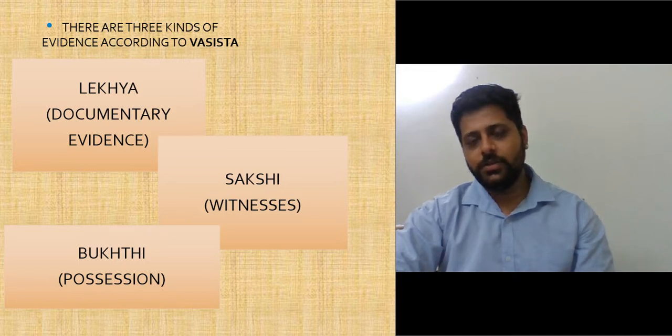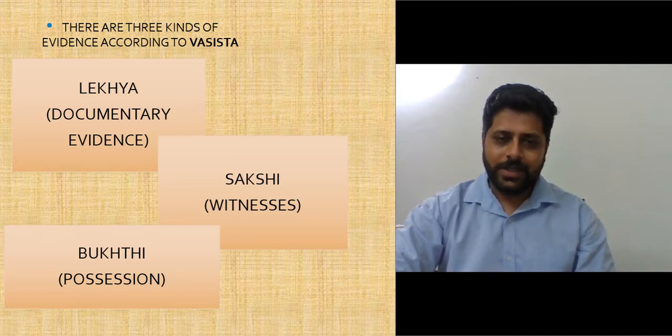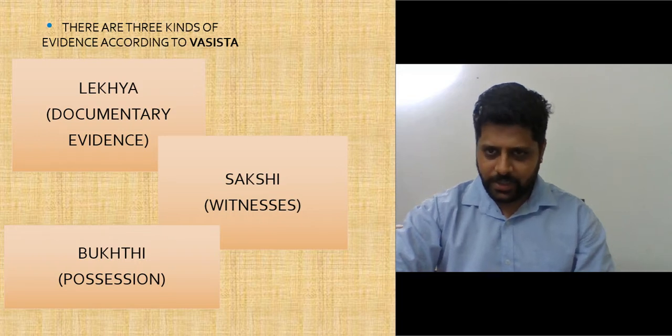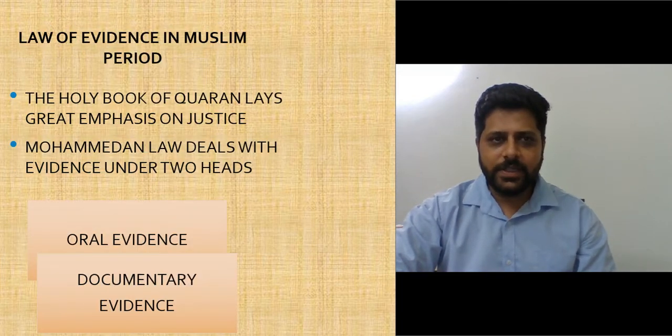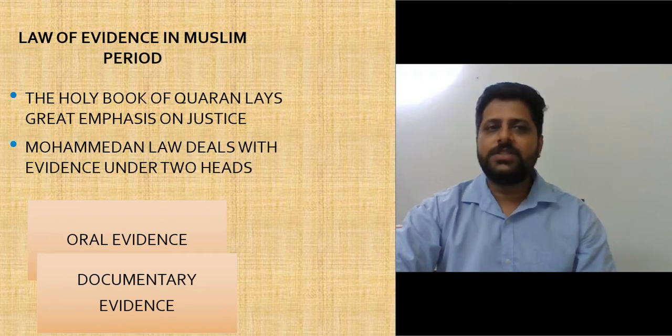According to ancient Hindu law, there are three types of evidence present in the evidence law: Lekhya, Sakshi, and Bhukti. Now, moving further, you will see the law of evidence in the Muslim period.